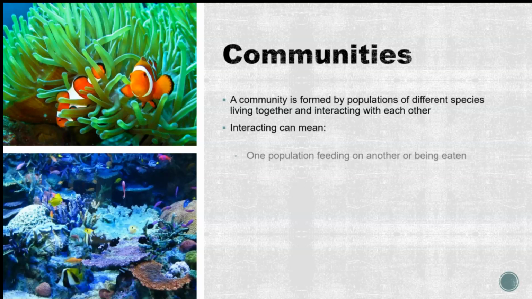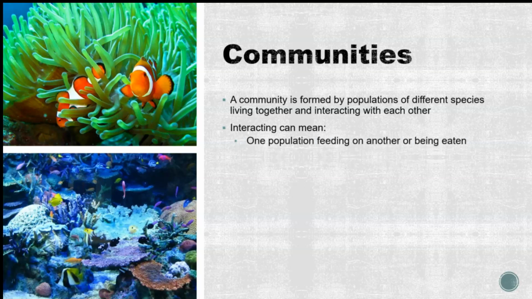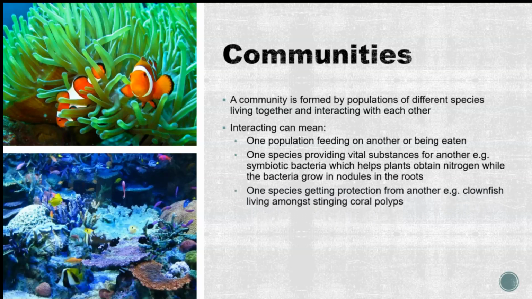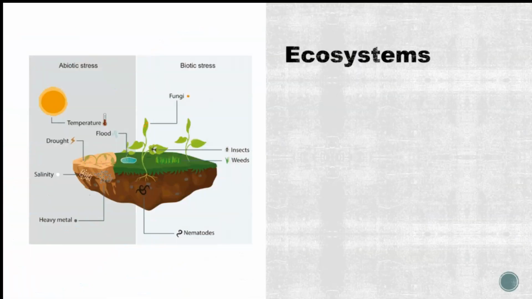Now, interacting can mean one population feeding on another or being eaten, okay? It could be one species providing vital substances for another, e.g. symbiotic bacteria, which help plants to obtain nitrogen while the bacteria grow in the nodules in the roots. One species getting protection from another, for example, our clownfish there living amongst stinging coral polyps. One species relying on another species for a habitat. So that's our whole concept of symbiosis as well there.